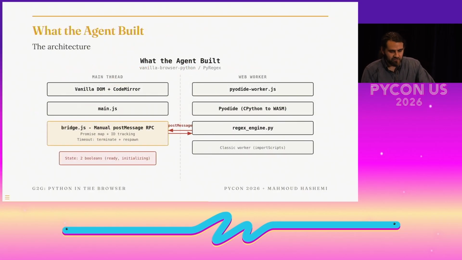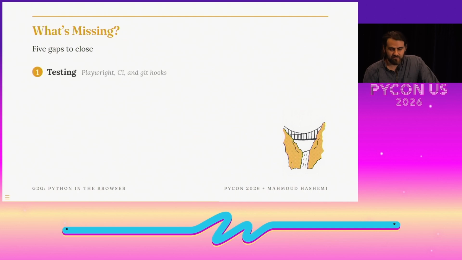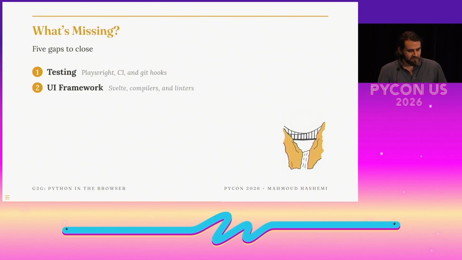We had the web worker with Pyodide and a regular expression engine, and it was bridged using a basic promise post message. Here's what it lacked. One, the agent didn't write any tests. Isn't that kind of crazy? I mean, you'd think they were trying to sell me more than $16 worth of tokens, just put some tests in there, right? Pretty uncontroversial.